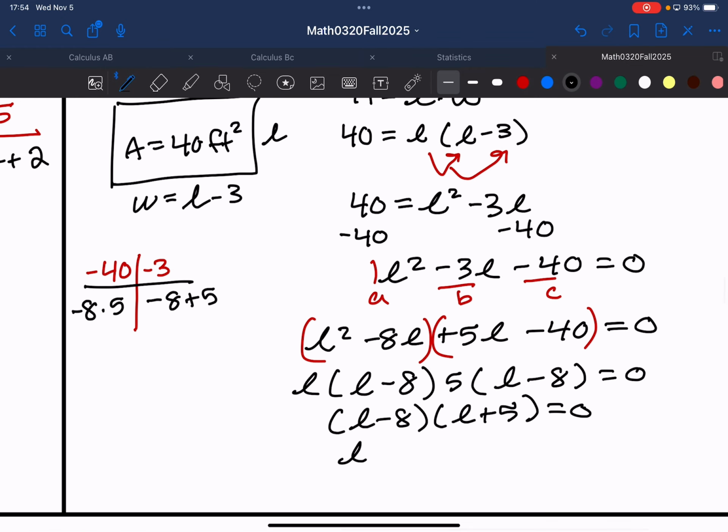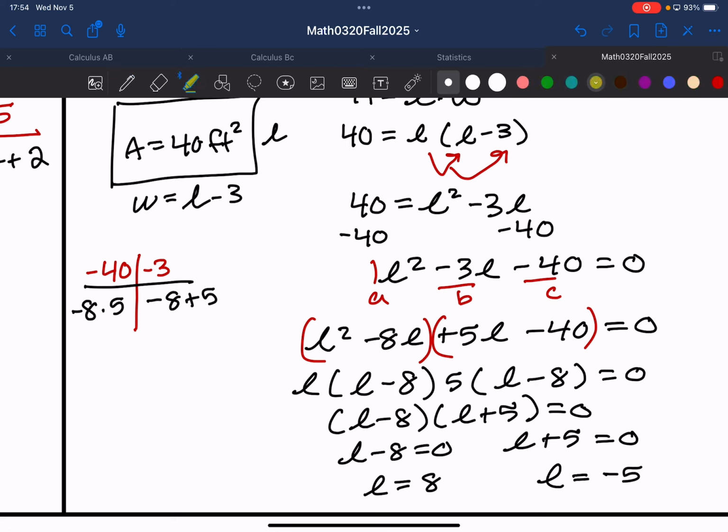Okay, so I have L minus 8 equals 0 and L plus 5 equals 0, which means in the first equation I have L is equal to 8, and the next one is L is equal to negative 5. So these are my two possible answers for length. But if I'm talking about a real world example, can you measure negative 5 feet in length? No. So can I use L equals negative 5? No, so I'm going to cross that out. I can't use that. Which means the only one I can use is L is equal to 8 feet.